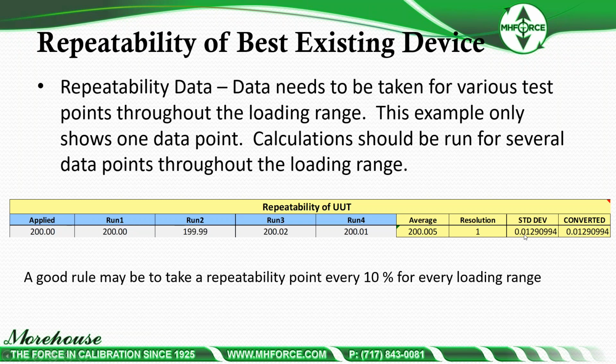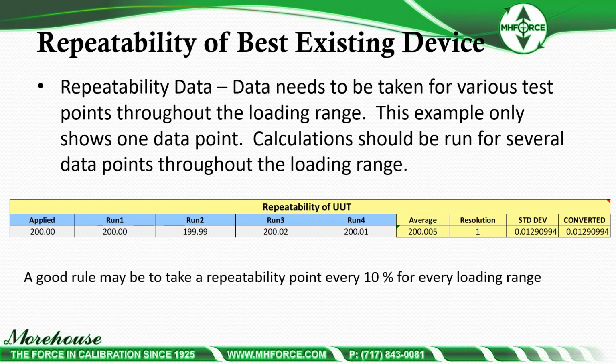The sheet's going to do it all, but we're going to be responsible for doing it. And a good rule would be to take a repeatability point, because we're going to want to do it for the full measuring range. A good rule would be to take a repeatability point for every 10% of the loading range. So if I have a loading range that is 10,000 pounds, I should take points at 1,000, 2,000, 3,000, 4,000. If I'm going to use it below 10,000 pounds, I may want to get a second load cell and do points at 100, 200, 300, 400, and so on up to 1,000. That is a decision that people have to make. My recommendation is at least every 10% for every loading range that you're going to do.